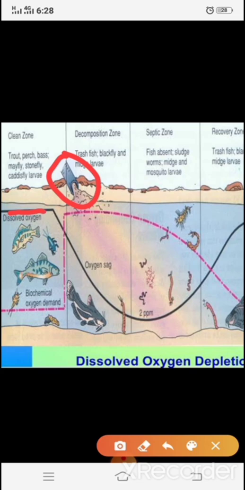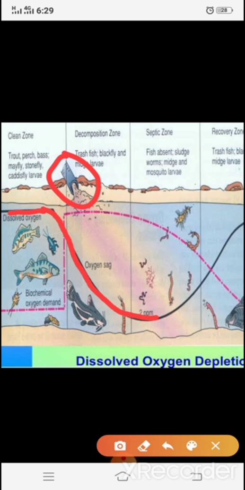while this black curve, which is showing the level of oxygen, was initially at the maximum level of saturation in the clean zone, but now we are entering into a decomposition zone. Now you observe that the pollution is being added, the organic content is being added, and the level of oxygen is abruptly reducing, continuously reaching a minimum level. This minimum level is called the critical deficiency of the oxygen level.